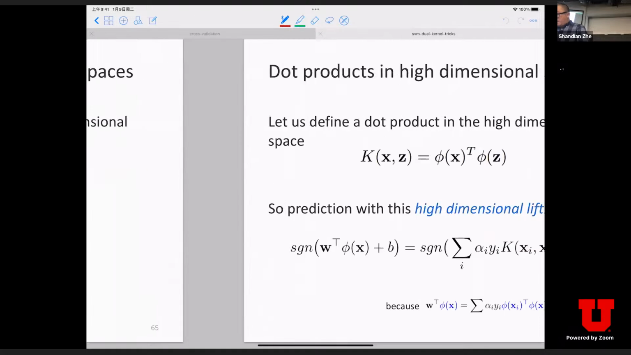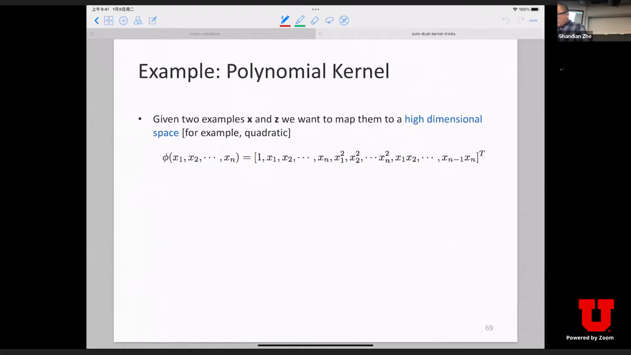So to give an example to show how this computational trick is useful, we consider a particular feature mapping. We call it quadratic polynomial feature mapping. Suppose in the original feature space, my feature vector has dimension n. That means I have n features. And now I want to construct a mapped feature vector by just enumerating all terms from zeroth order to second order polynomial terms and combinations of those features, right?